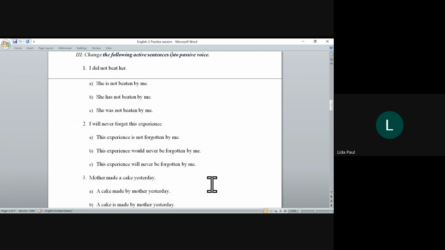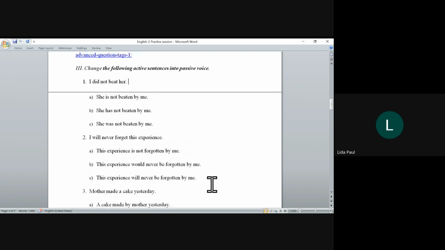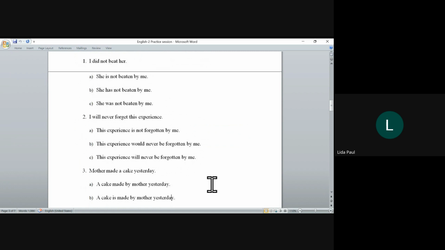This one is change the following active sentence into passive voice. You already have the choices given here, so just read the question and pick an option. I did not beat her. What would be the passive sentence for this? She's not beaten by me, she has not beaten by me, she was not beaten by me. A, B, or C. Ma'am, C is the answer. She was not beaten by me. Correct.